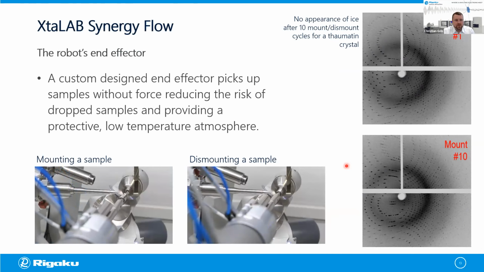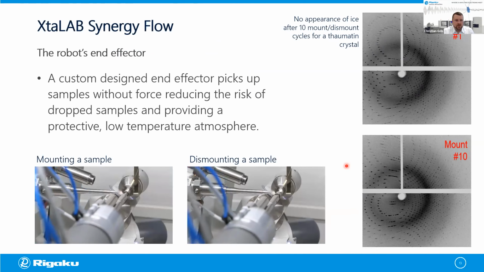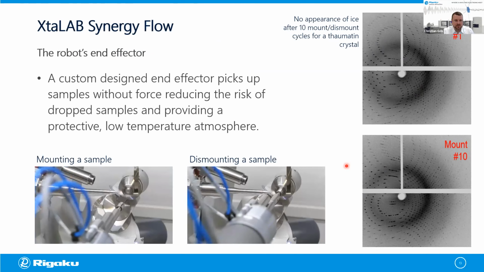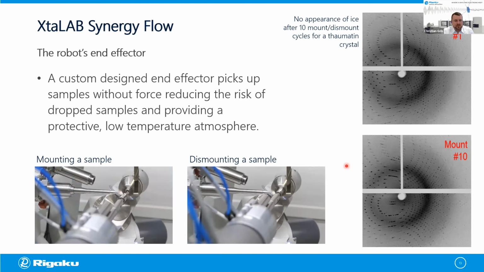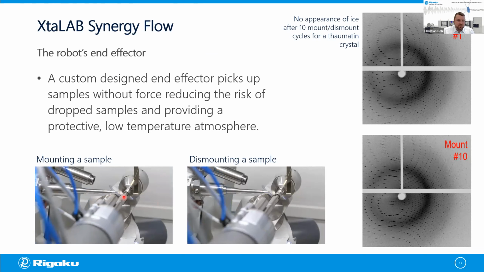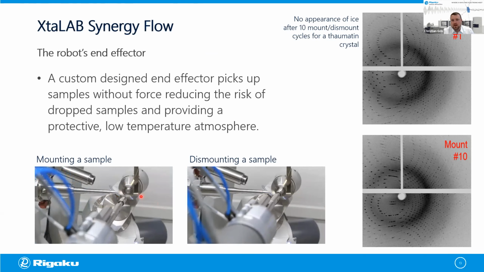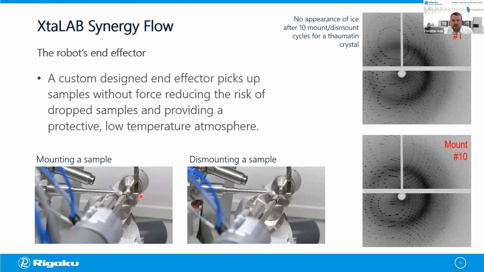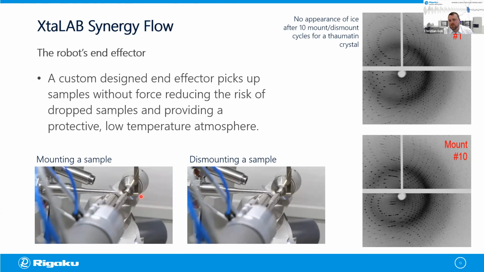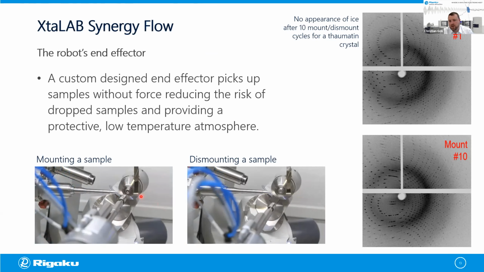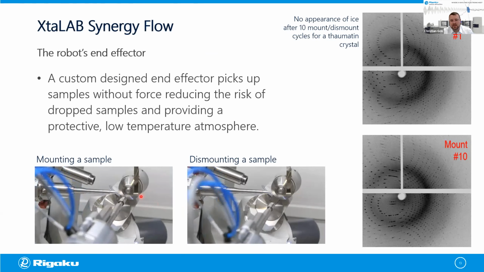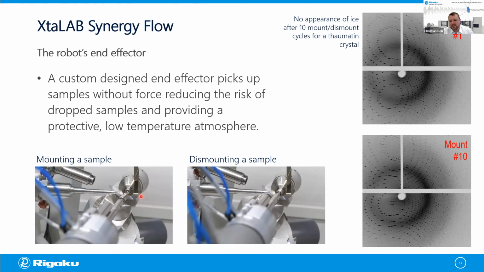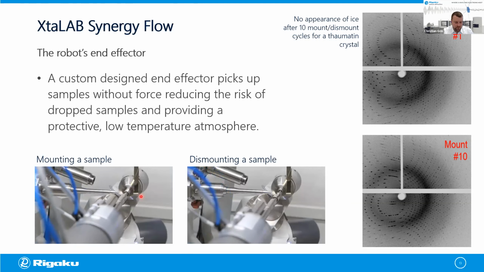Yeah, a word on the end effector. The end effector here works without force and thus reduces the risk of dropping pins inside either of the sample dewar or on the goniometer. On the bottom left, you see how the sample is mounted. Just have a look at the end effector. It's a very new design. On the upper right-hand corner, you see a diffraction image of thaumatin after the first mount and the diffraction pattern after the 10th mount. So you are seeing that there is no icing on the frames. So this is repeatability, and it works very well.